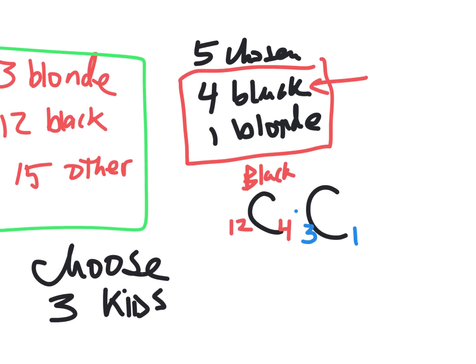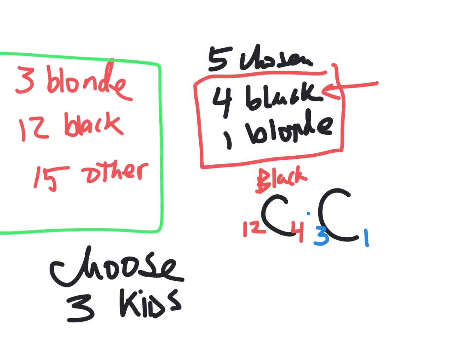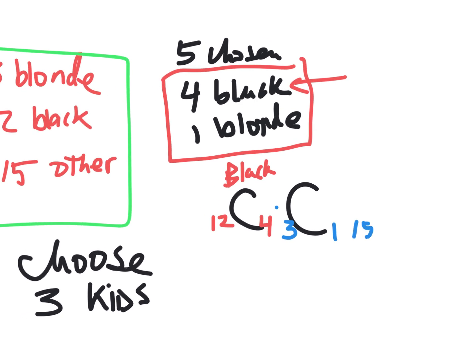Now, if some of you are like, well, what about the other kids? Well, there's 15 of them, and we're going to choose 0. And if you want to include that, I wouldn't say it was wrong, but you don't have to, because what's that going to equal? It just comes out to 1. If you're going to choose 0 of something, there's only one way to do that.